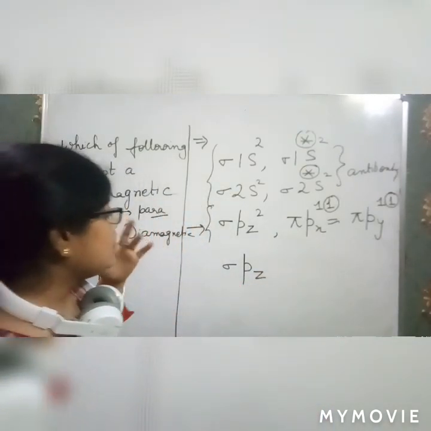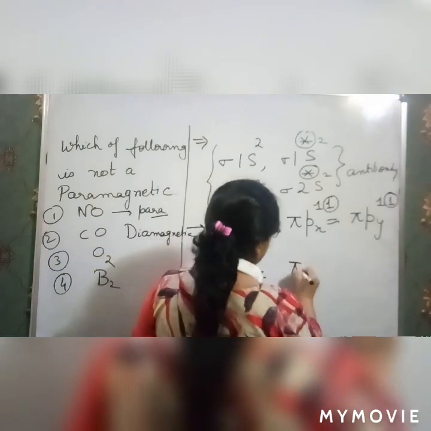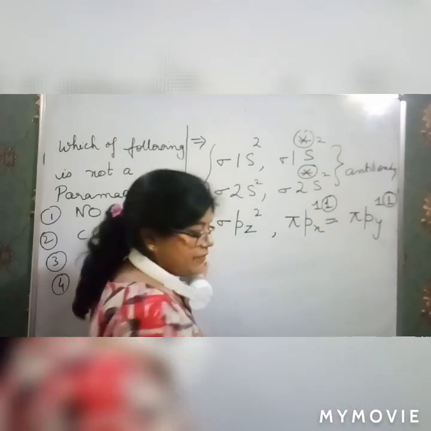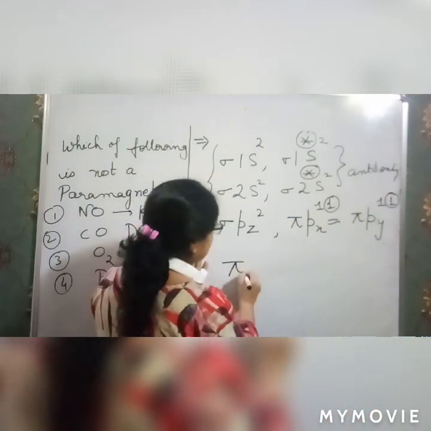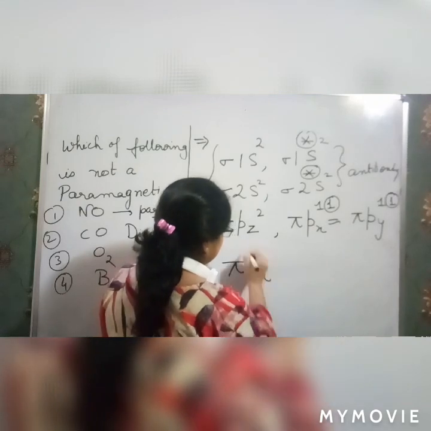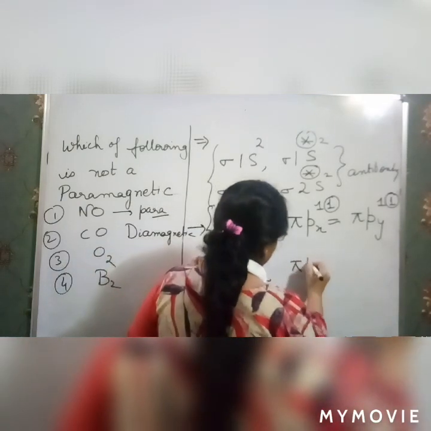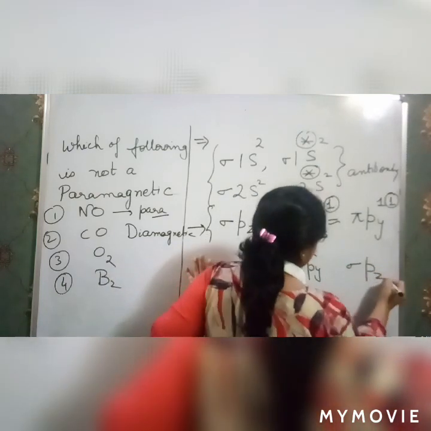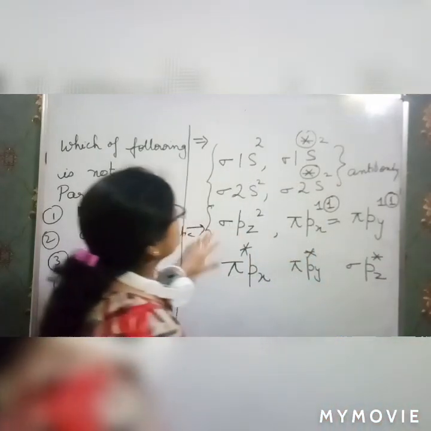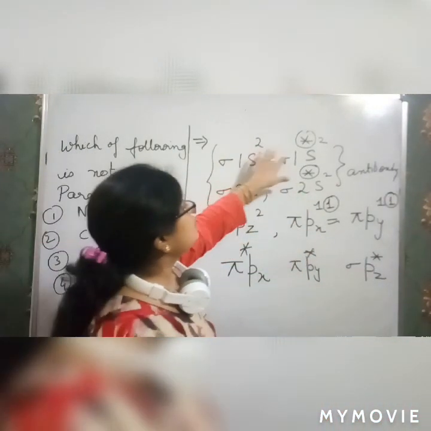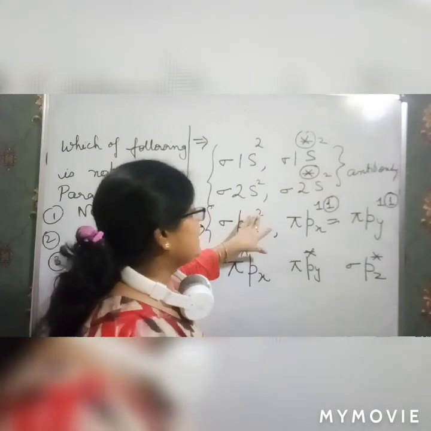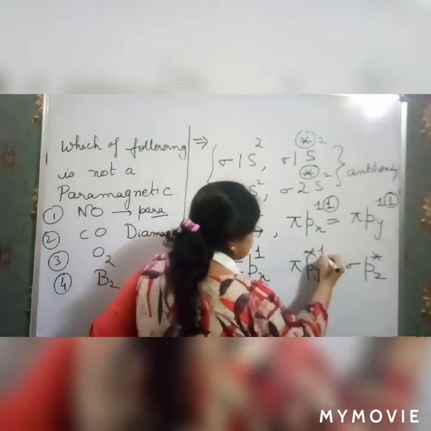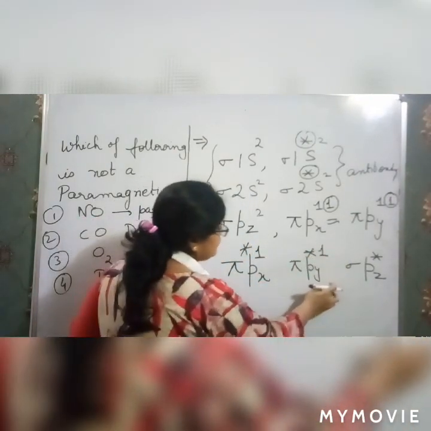Clear? So we have pi. Firstly we have to fill, not pz. Firstly we have to fill, as we told, pi p x star, pi p y star, then sigma p z star. Okay. So we have to fill 16 electrons. 2, 4, 6, 8, 9, 10, 11, 12, 13, 14. Then 15, then 16. So they are not fulfilled.